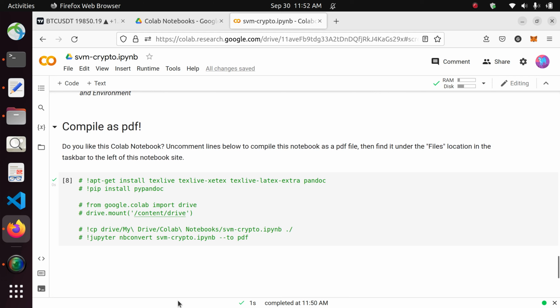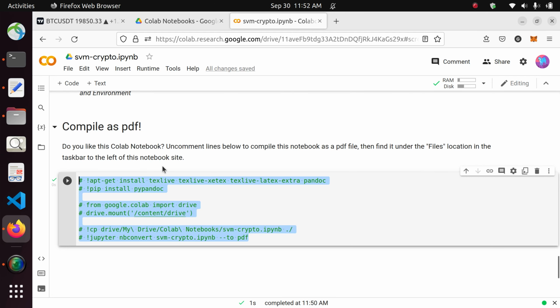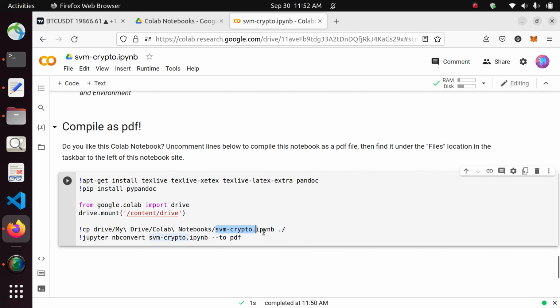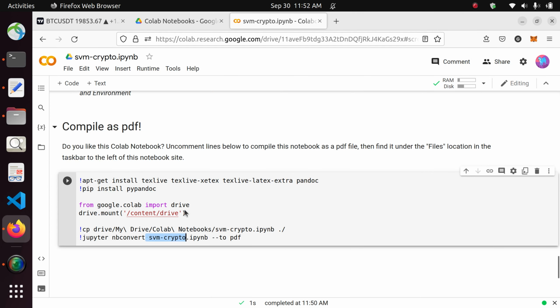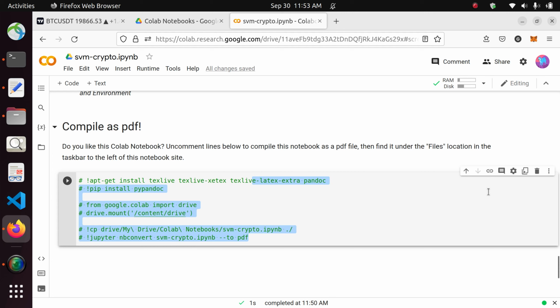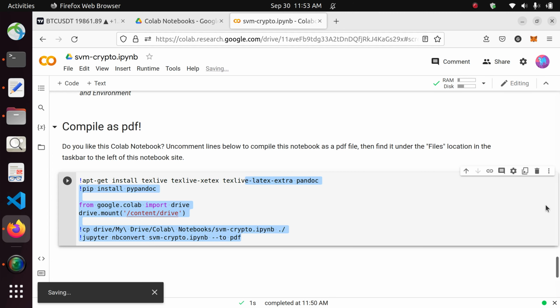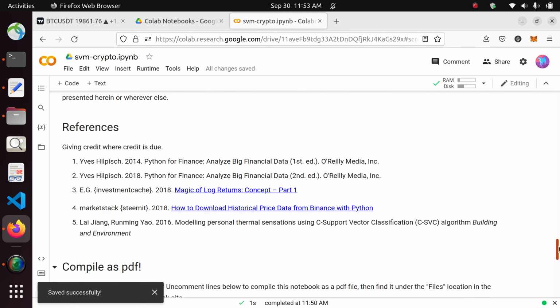Of course, if you wanted to compile it as a PDF, just uncomment this, run it. If you change the name of your notebook, you may need to change it here to get a document. And your document, after you compile it, should come up here in this section. I'm just gonna uncomment it and save. Maybe not. All right.